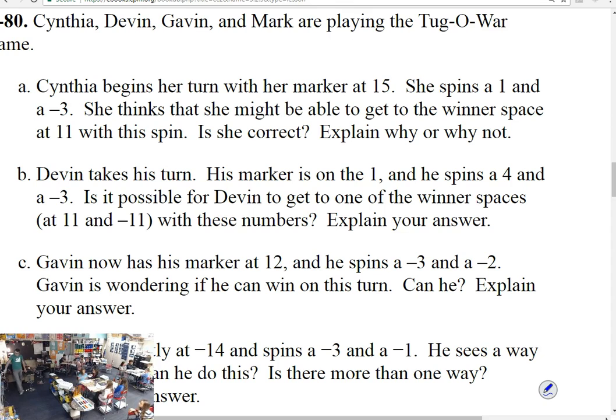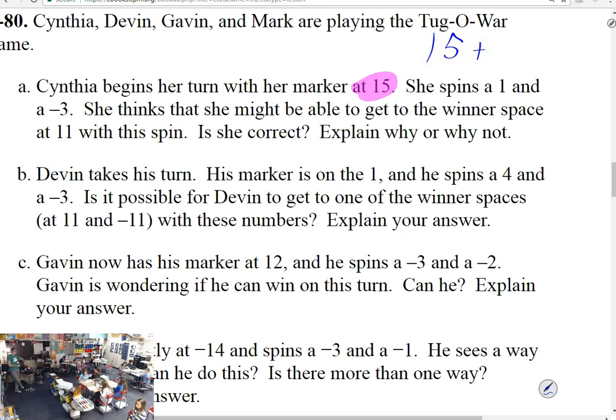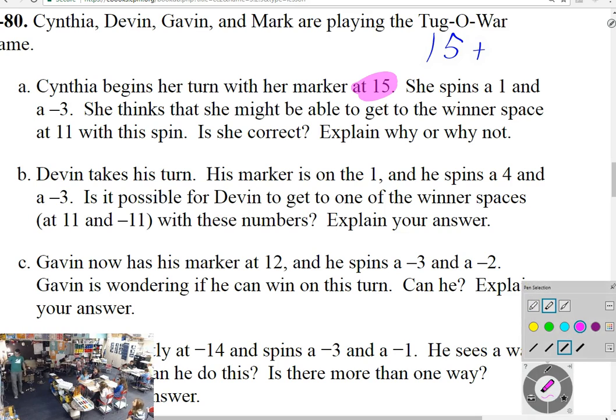Cynthia begins her turn with a marker at 15. So if she starts at 15, and we're going to document this out, go ahead and write a 15, because she starts at 15, and then she's going to move, so we can go ahead and say a 15 plus. Now, Cynthia is almost going to lose if she runs off the board and has to restart at 0. This is not good. She spins a 1 and a 3. Sorry, 1 and a -3.